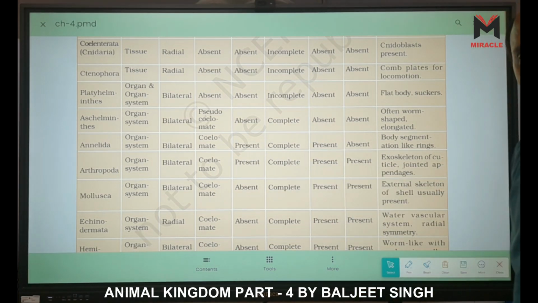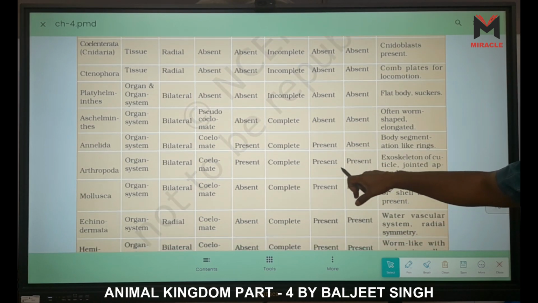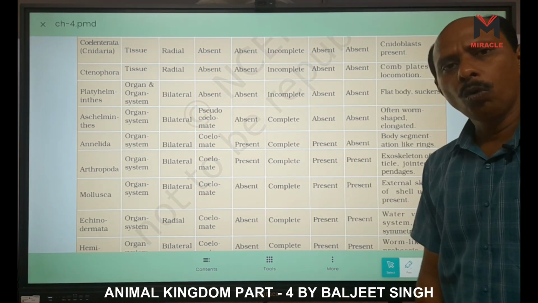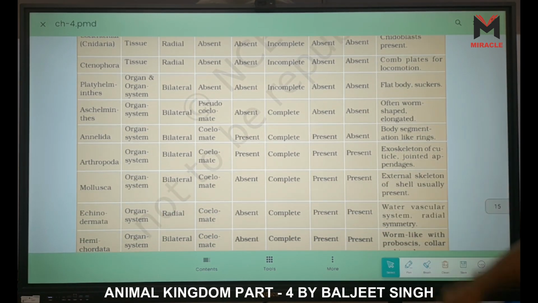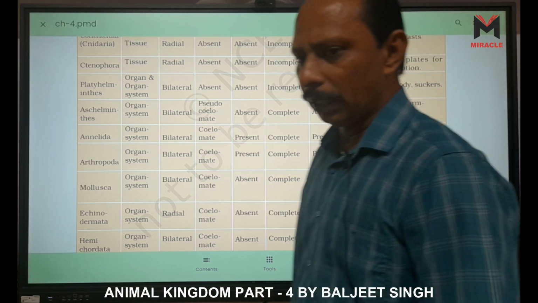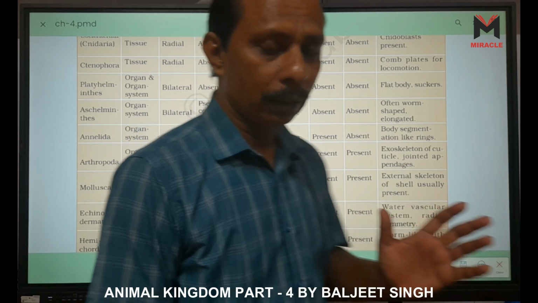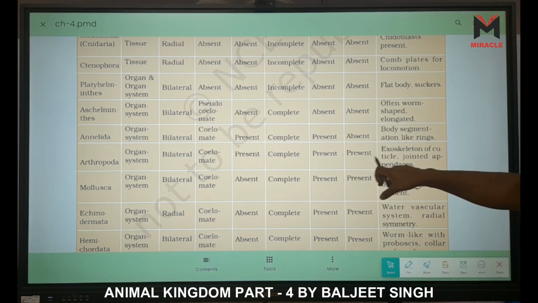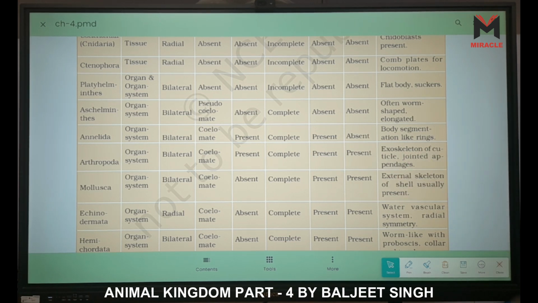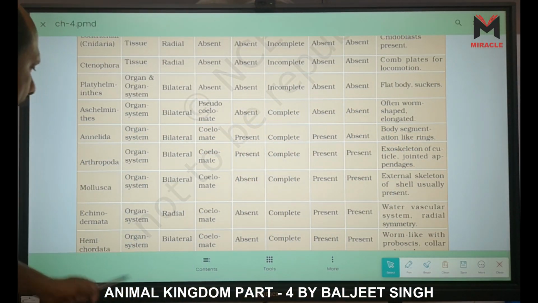Digestion is complete. Here the circulatory system is present, but in Arthropoda an open blood circulatory system is present. Now the respiratory system is present, of different types: book gills, book lungs, or gills, or tracheal respiration, right? The specific feature is an exoskeleton of cuticle. The exoskeleton is made up of cuticle or chitin, with jointed appendages. Arthros means jointed, and poda means appendages are present, right?